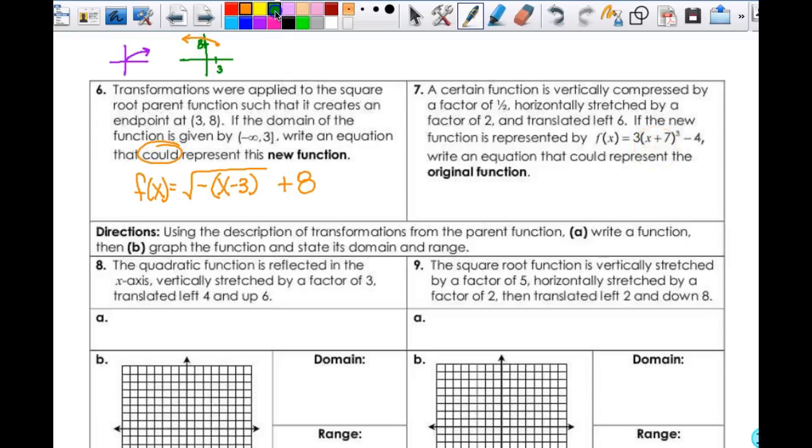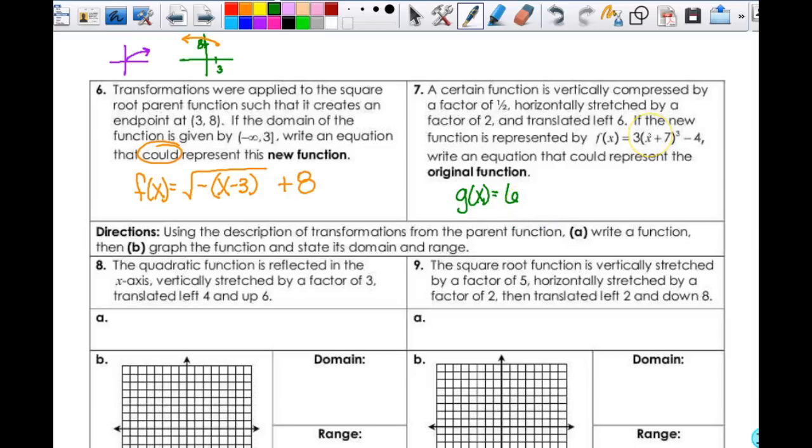So it says it was vertically compressed by a factor of 1/2, which means I need to take this and vertically stretch it by a factor of 2, which would give me g of x is equal to, and the 6 right here. And then it says horizontally stretched by a factor of 2. So if I do that, then I would have to take this one and multiply it by 1/2 to get here.